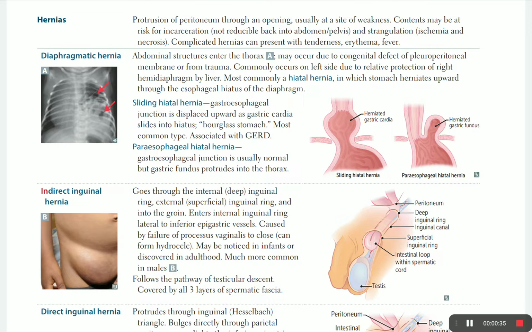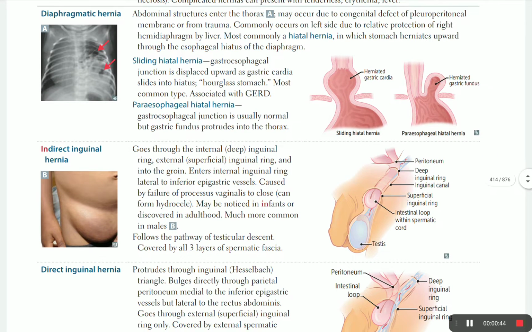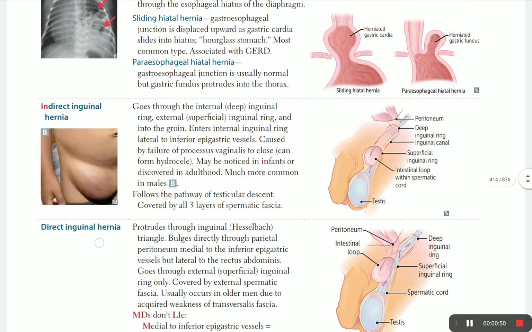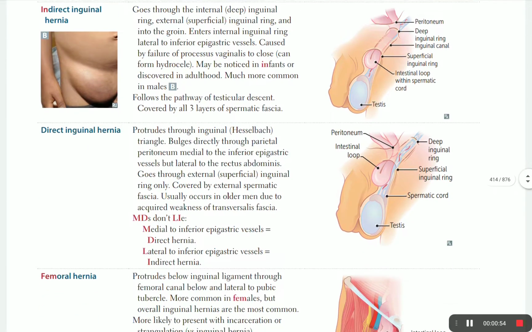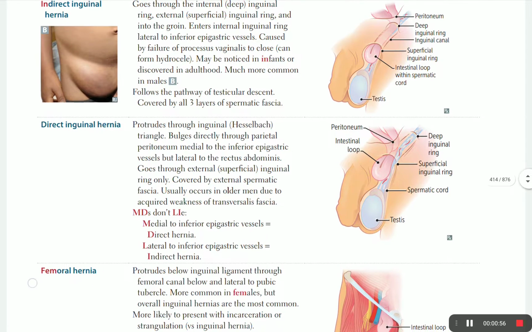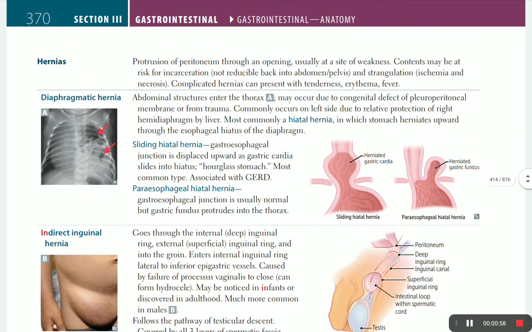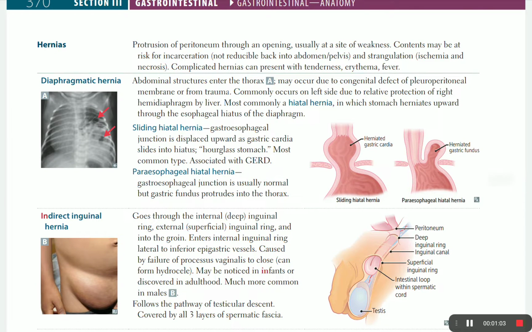Complicated hernia can be present with tenderness, erythema, or fever. So this is in general. We have types of hernia. The most important type of hernia is the inguinal hernia, which is itself have two types: direct and indirect inguinal hernia. The other type is femoral hernia, and the last one is diaphragmatic hernia. So we're gonna start with the diaphragmatic hernia.